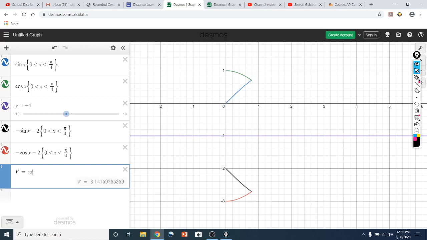pi times the integral from a to b, whatever that is, 0 to pi over 4 in this case, of big R minus little r squared dx. The difference is going to be in what those radii are.